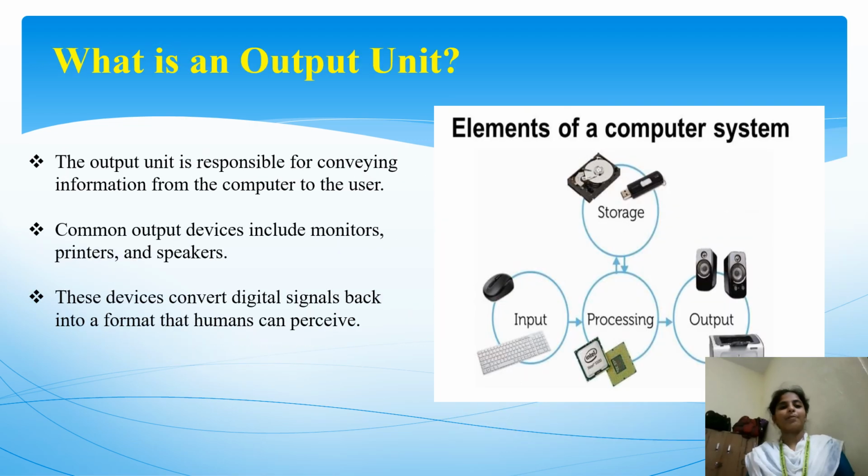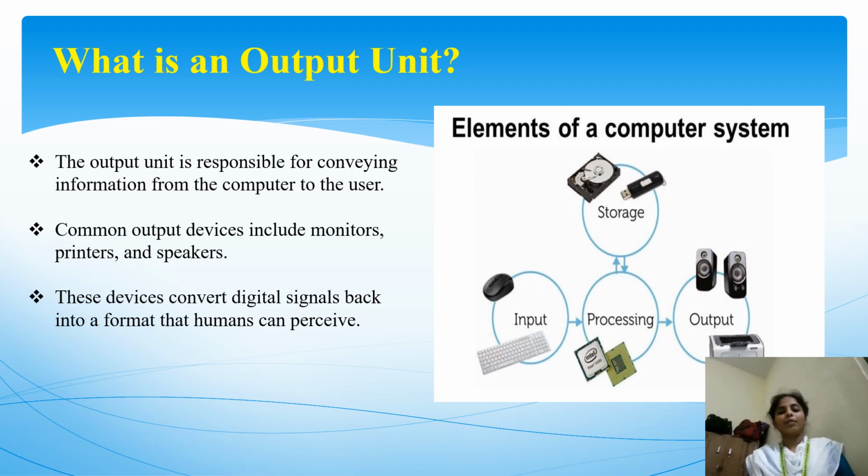To operate them well. So next is the output unit. What is an output unit? The output unit is responsible for conveying information from the computer to the user. Common output devices include monitor, printers, speakers, etc. These devices convert digital signals back into a format that humans can perceive.